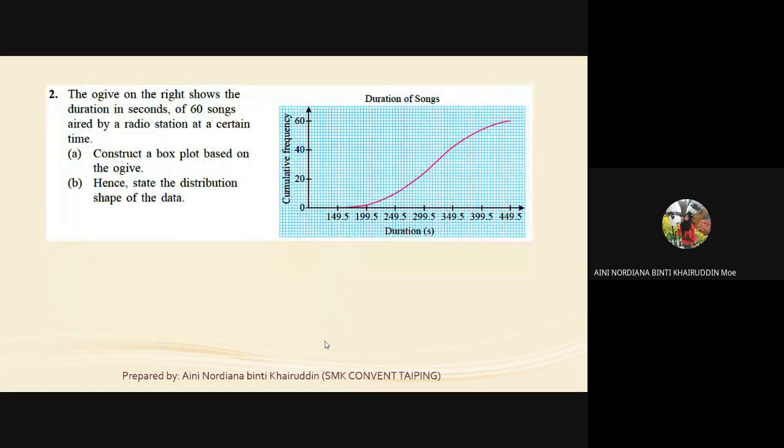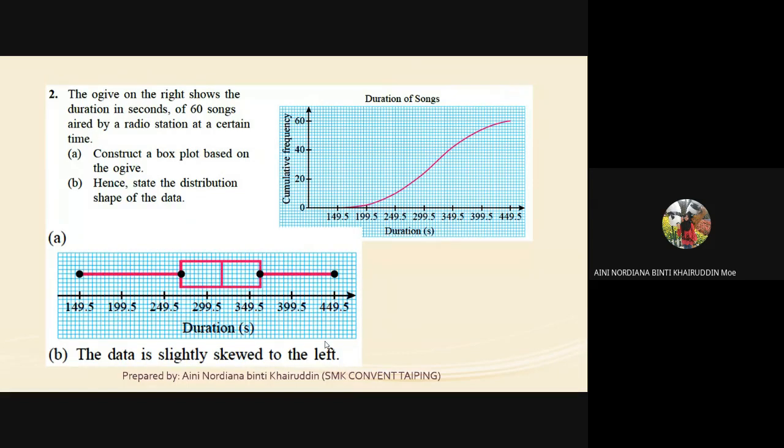Question number 2. Same, construct a box plot. Hence state the distribution. So this is the box plot, and the data is slightly skewed to the left.